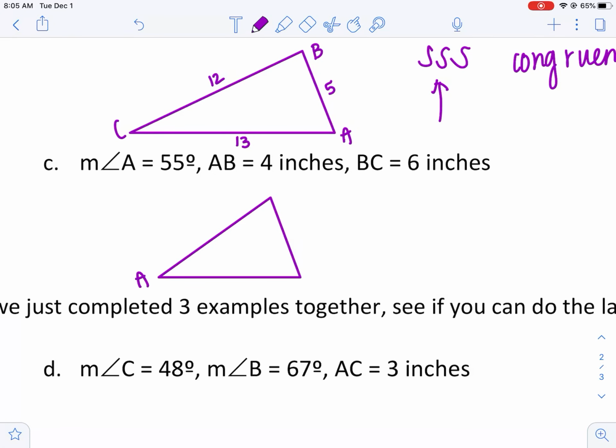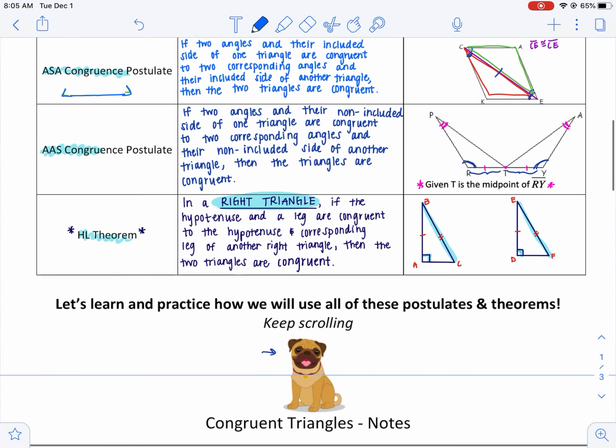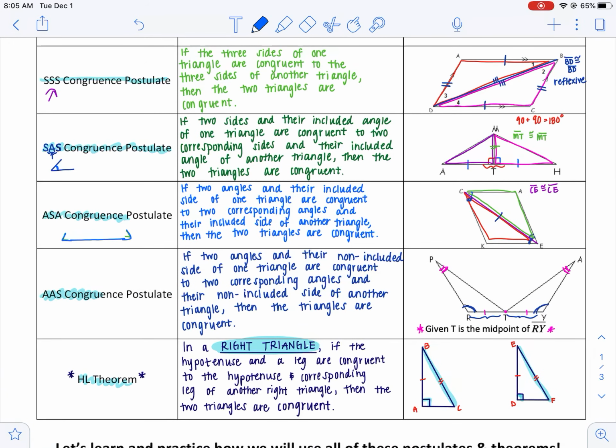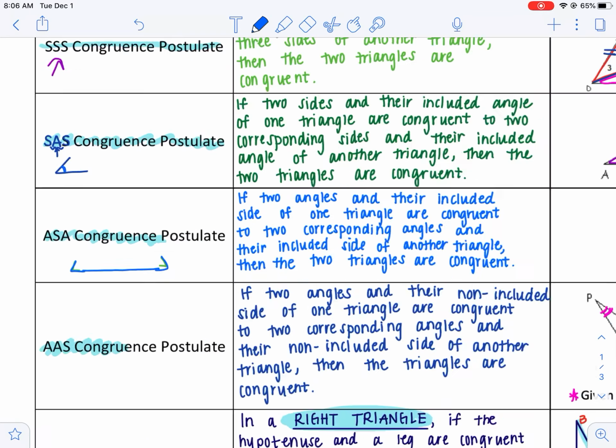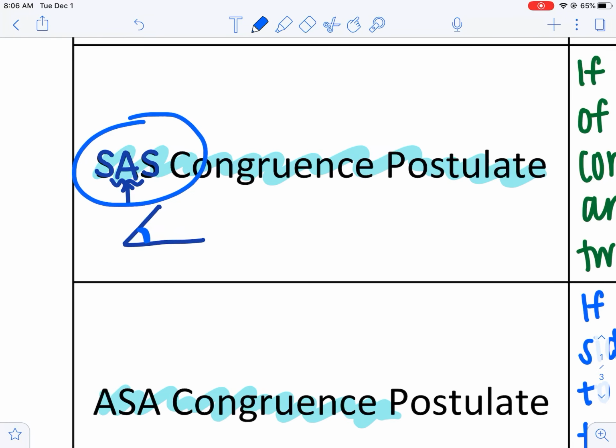Like I said, I always like drawing a picture. If you don't want to, it's fine. The measure of angle A we know is 55 degrees. AB is 4 inches long, and BC is 6 inches long. So let's see what we've got here. We've got a side, and an angle. Let's look up at our postulates. We're looking for two sides and an angle, and the only one I see is side, angle, side.